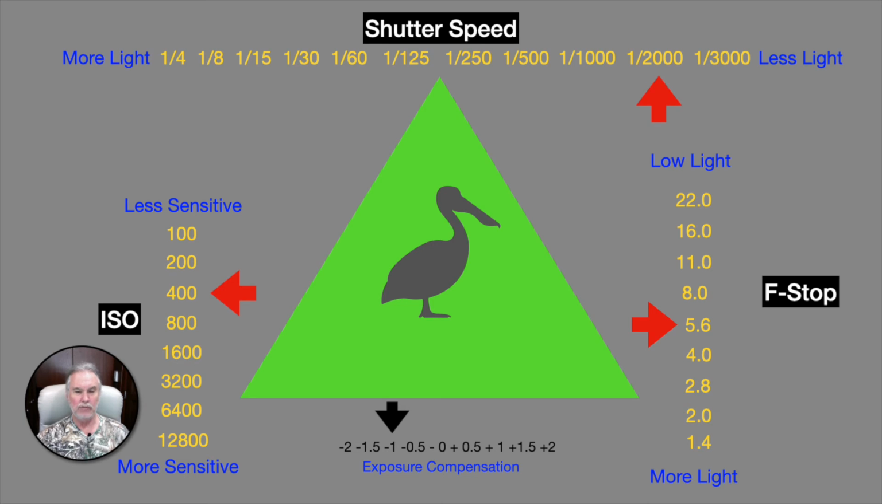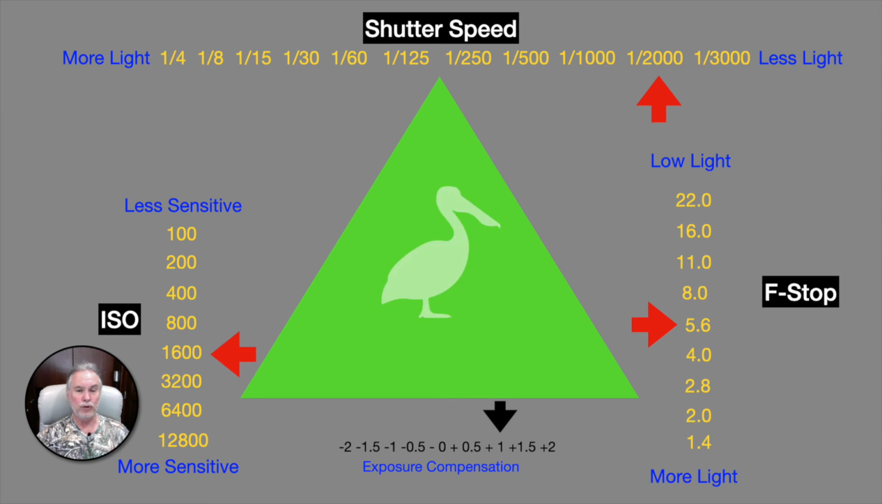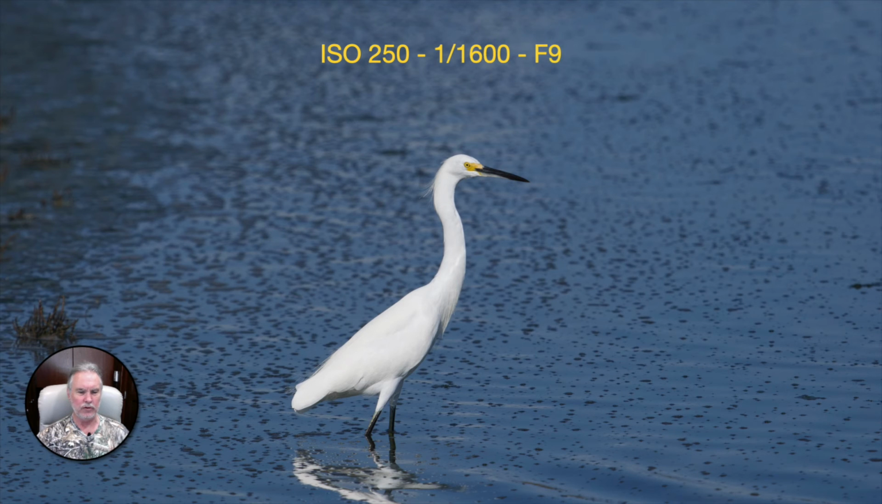But sometimes you have to shoot into the sun at a subject, and your camera sees all this light coming in, and it exposes for the scene and not for the subject. In this case, I increased my exposure compensation up to +1, and my ISO increased at the same time. So let's see some examples of this.